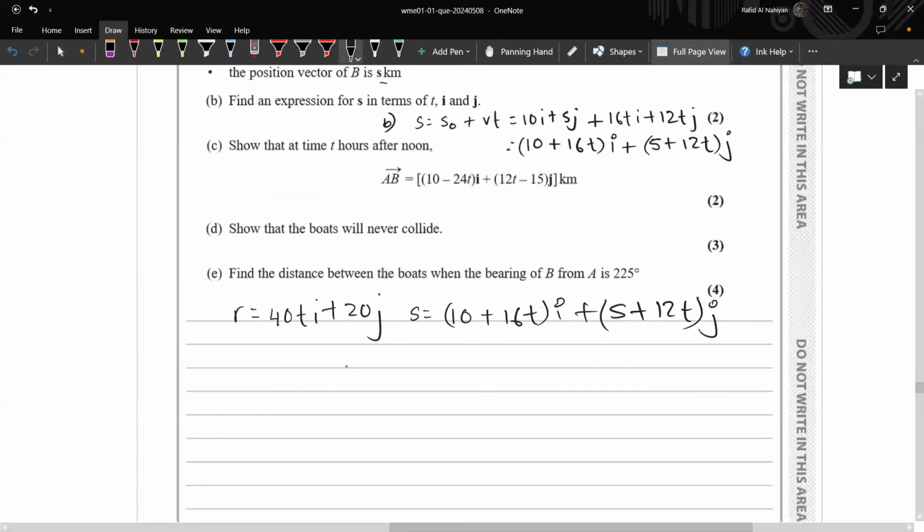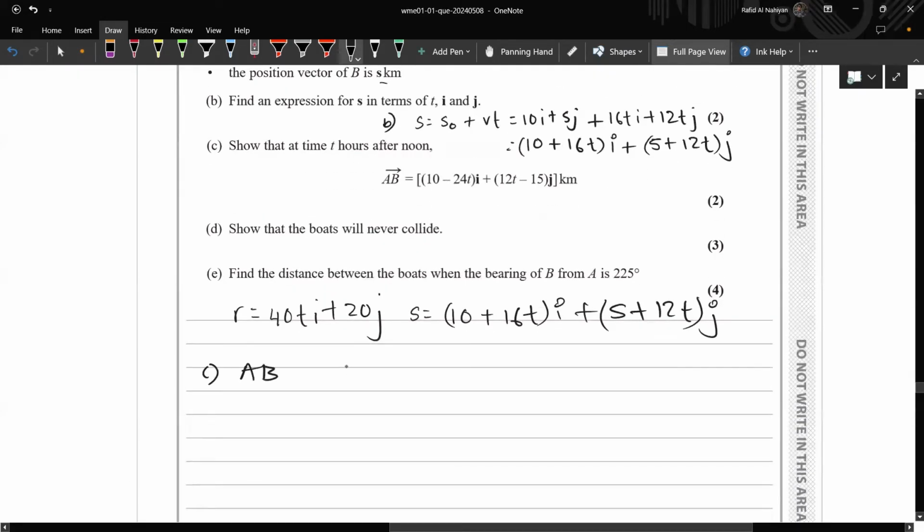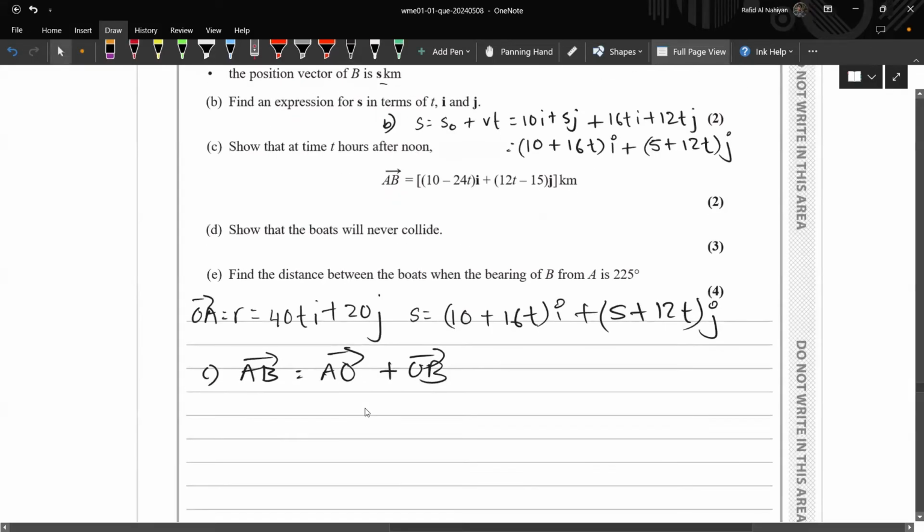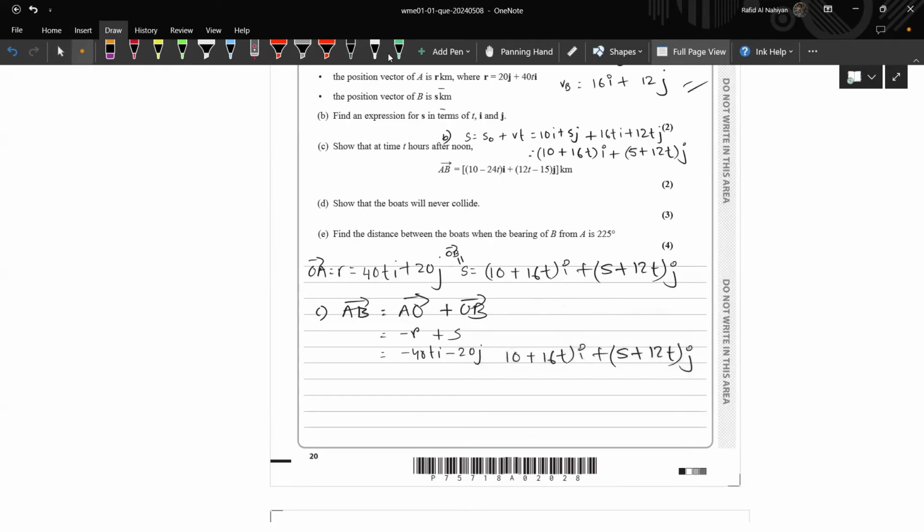Now, what is the vector AB? The vector AB is essentially AO plus OB, right? And what is AO? So, okay, first of all, what is OA? OA is essentially R, right? That is my position vector relative to the origin. And OB is S. This is OB. So AO is basically the opposite direction. So I'm gonna have to take minus R, and OB is plus S. So minus R is minus 40ti minus 20j, and now I'm just gonna be adding the plus sign here.